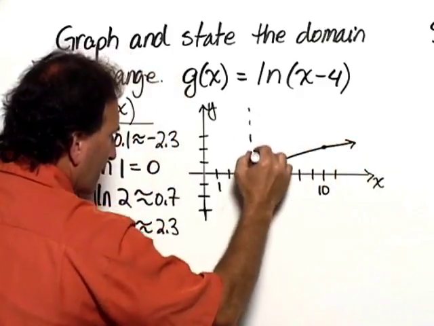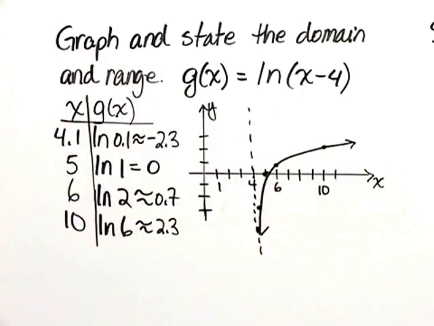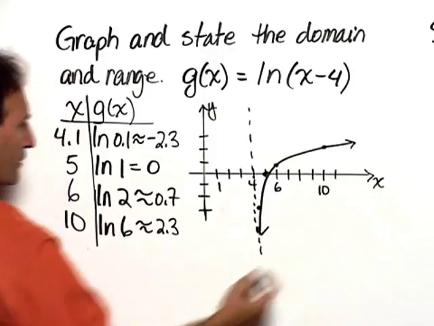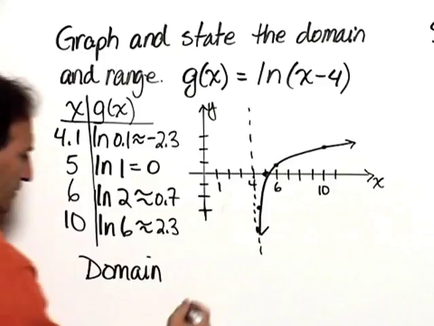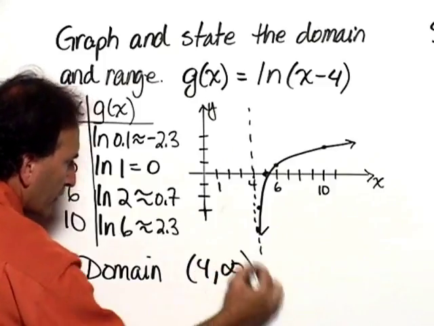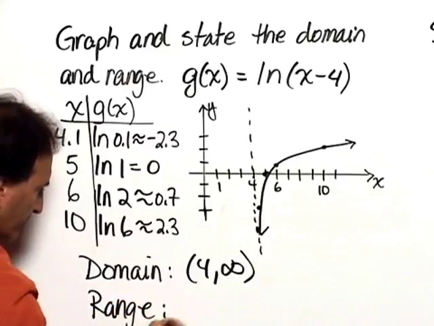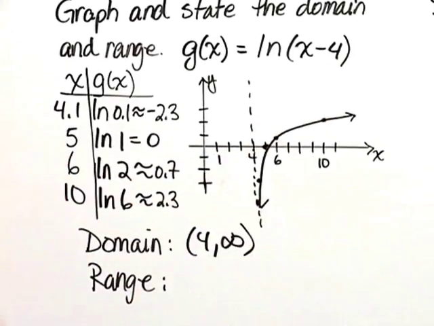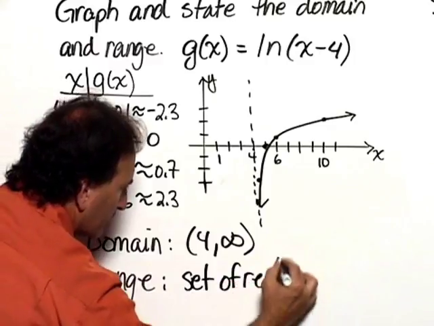And you'll notice that x equals 4 acts as a vertical asymptote. So the domain, you'll see, begins just beyond 4 and goes through infinity. So the domain, in interval notation, we would write as 4 through infinity. For the range, remember, it is all the y values. You'll see that it spans all possible y values, and so it's the set of real numbers.